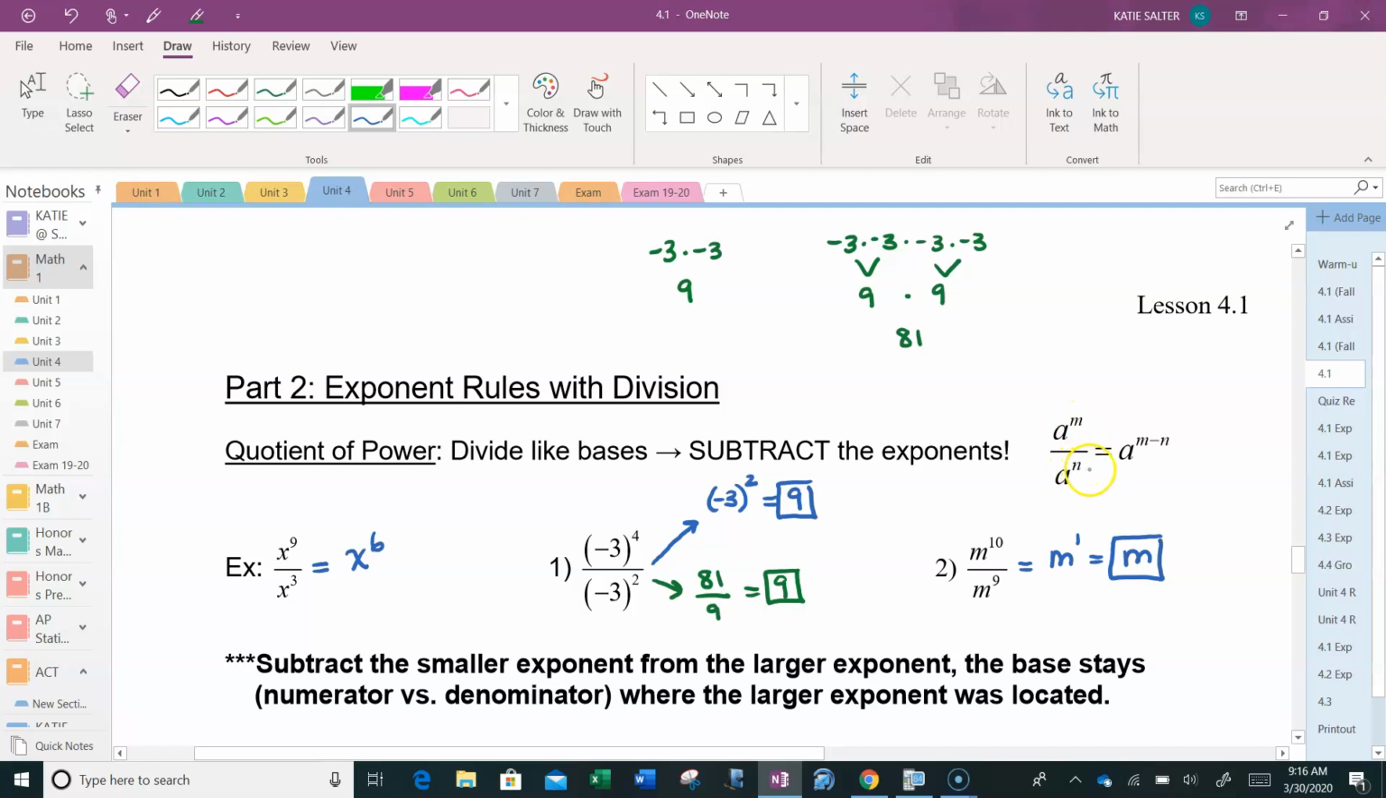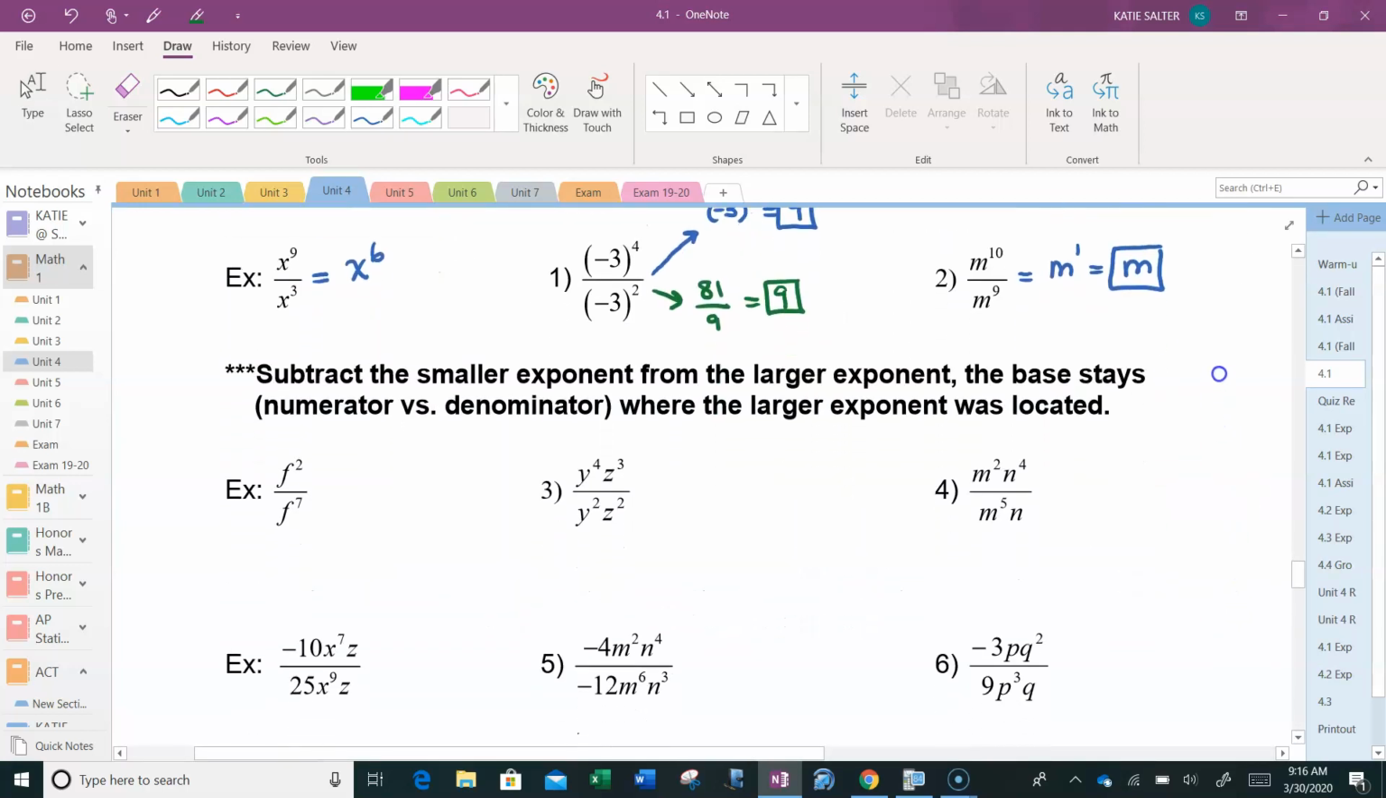But when that happens, you will half the time get a negative exponent. So the way I teach it is always subtract the smaller exponent from the larger exponent. And then the base stays where the larger exponent was located. That way you avoid having to work with the negative exponents. Alright, so let's look at an example.